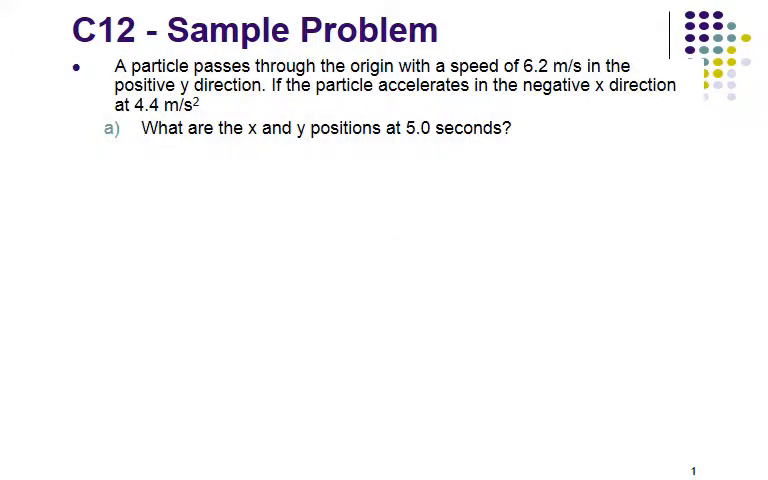Okay, now this is an acceleration problem that we're going to need to look at in the x and y as well. So we have a particle that's going through the origin with a speed of 6.2 meters per second in the positive y, and then the particle accelerates in the negative x direction at 4.4 meters per second squared. And so we're going to take a look at the positions in the x and y. Similar to what we did before, we're going to have to look at what's going on in the x separate from what's going on in the y. And then we can figure out the positions.